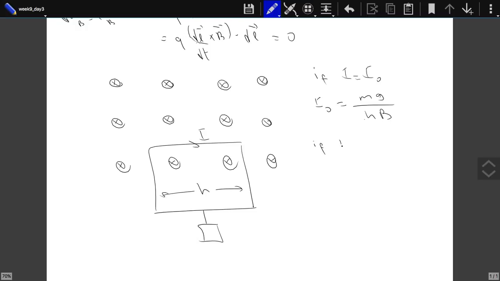But if I is larger than I0, then the upward force due to this magnetic induction is larger than the weight in magnitude, but they are pointing in opposite direction, so our system moves upward. Well, it is accelerating. There is a force upward. It is being displaced in the upward direction. So there is work done on our system.